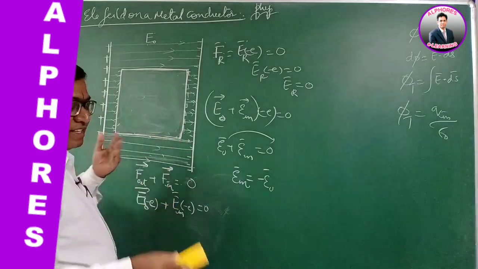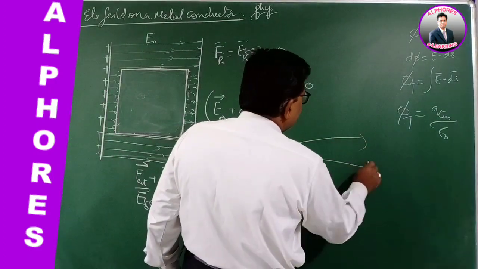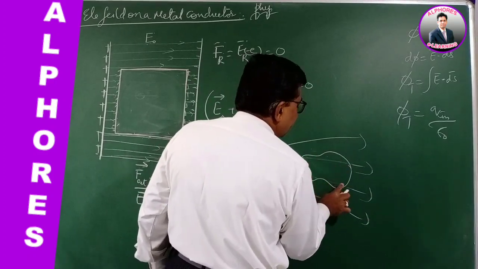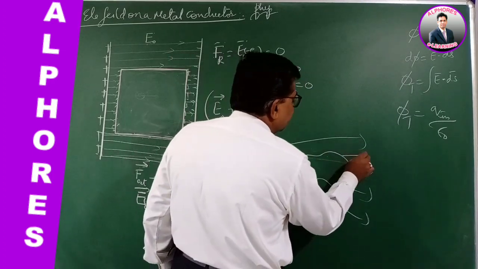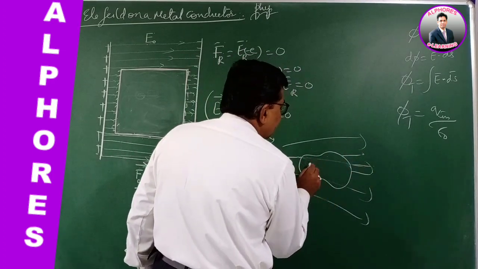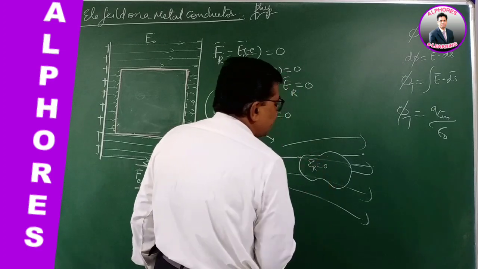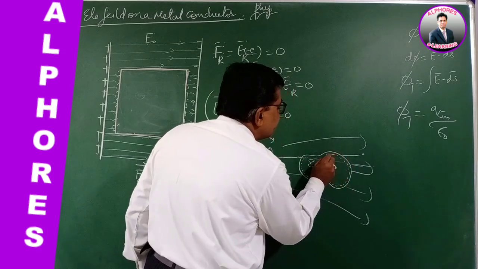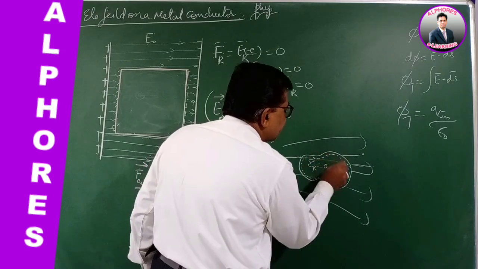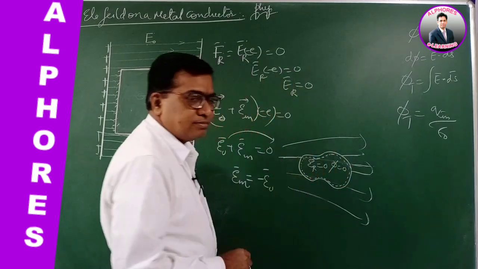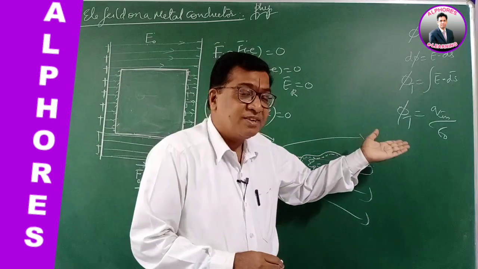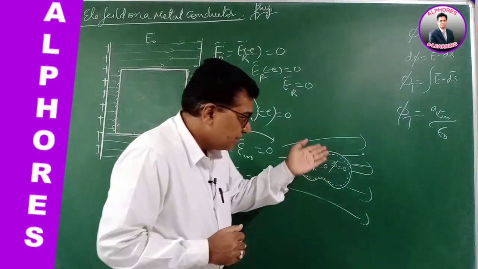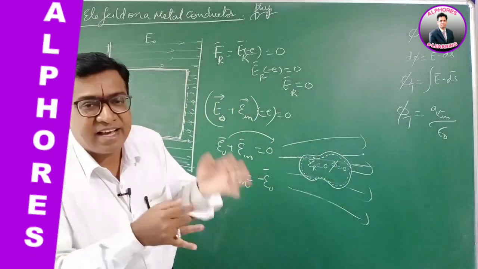So when the field inside the metal is zero, suppose there is an external electric field like this, and I am placing a metal conductor inside the external field. Then the electric lines of force go like this. Now inside this, the resultant electric field is zero. If I imagine a Gaussian surface inside, the total flux from the Gaussian surface will be zero. According to Gauss law, the total flux from a Gaussian surface is proportional to the charge enclosed inside. So when the total flux is zero, the net charge inside is zero.